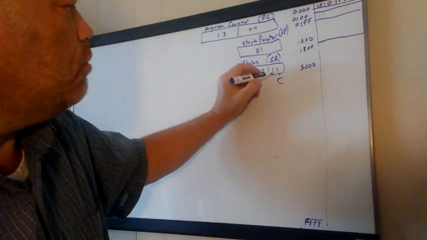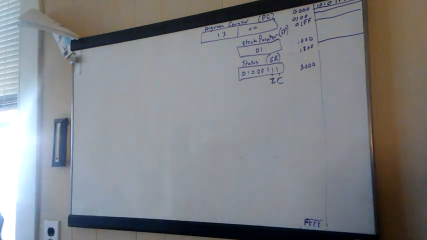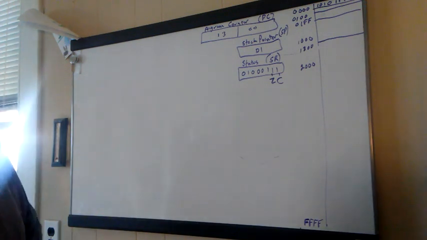And then there's a zero flag. The zero flag gets set anytime the last instruction resulted in a zero. And then there's other flags here, but the others aren't used nearly as much as the carry flag and the zero flag. So I'm not going to go into those right now.